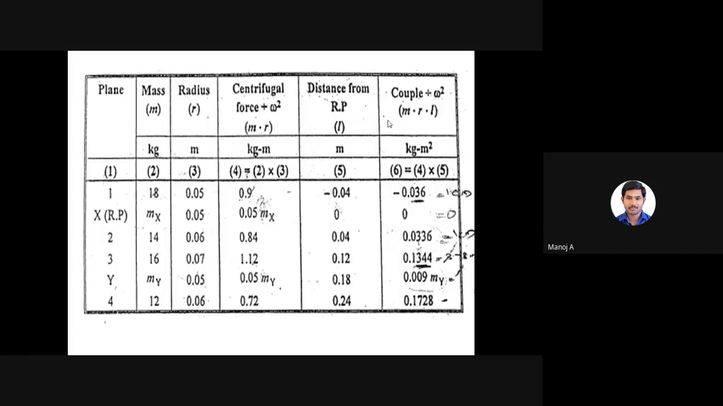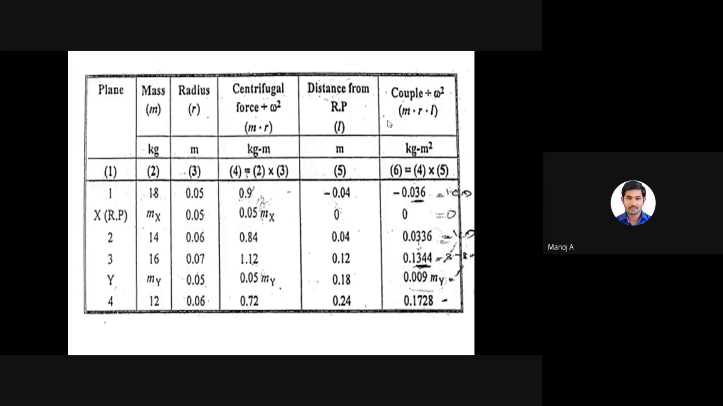So first, you have to create the table. So that is plane. That is the question itself. There are four planes. That is 18 kg, 14 kg, 16 kg, and 12 kg. So you take 1, 2, 3, 4 as the masses, and 18, 14, 16, and 12 here. And the radius you have to write as 0.05, 0.06, 0.07, 0.06.